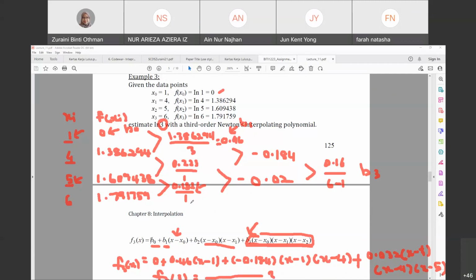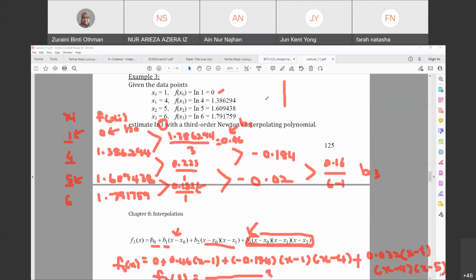Kadang-kadang kan, tadi ada soalan, tapi saya nak jawab juga soalan yang saya tanya tadi. Why we have to find ln 3, kita put 3 kat sini, dah cari estimation value, sedangkan kita dah tahu ln 3 tekan calculator terus dapat the exact value. Kenapa? Ini sebenarnya just to show you the computation involved.